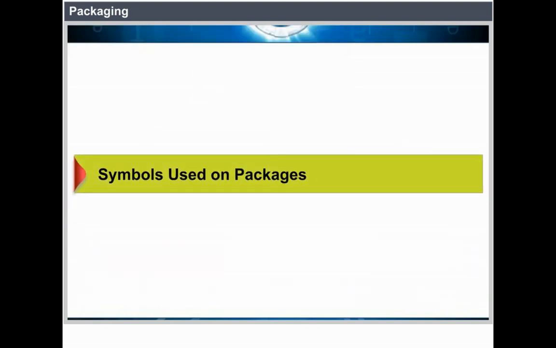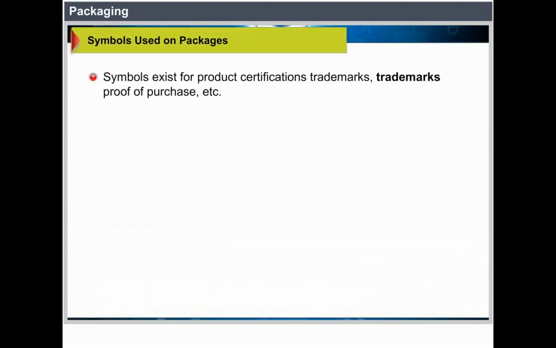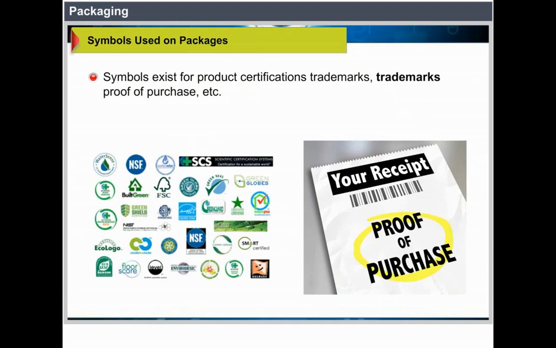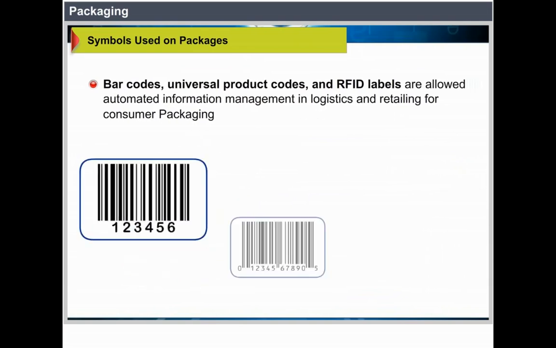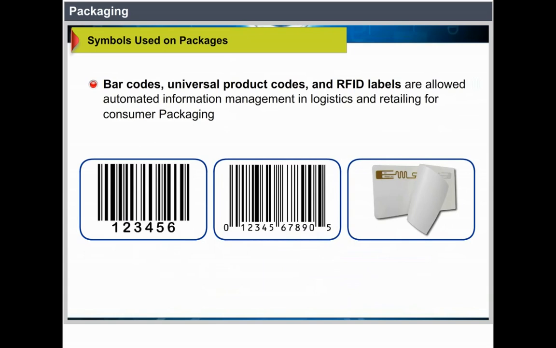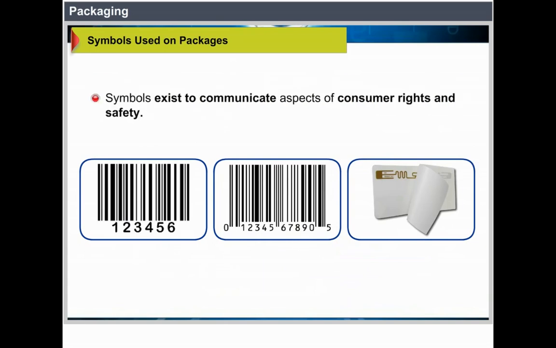Symbols used on packages. For consumer packaging, symbols are used for product certification, trademarks, proof of purchase, etc. Barcodes, universal product codes, and RFID labels allow automated information management in logistics and retailing. Symbols are used to communicate aspects of consumer rights and safety.